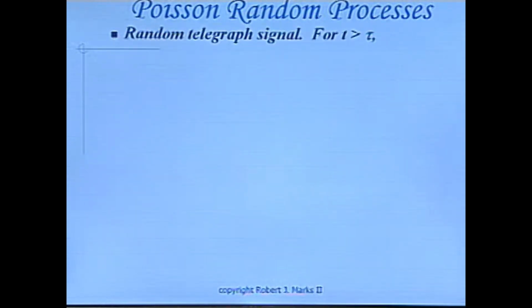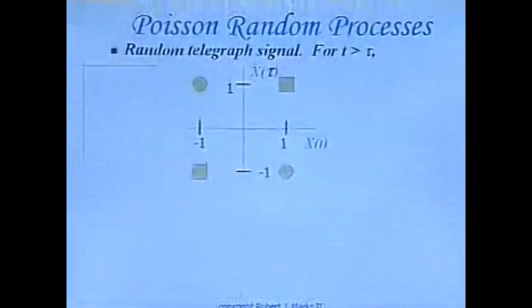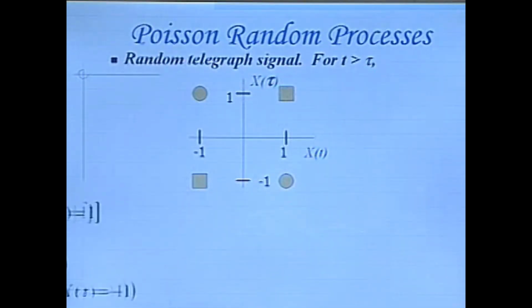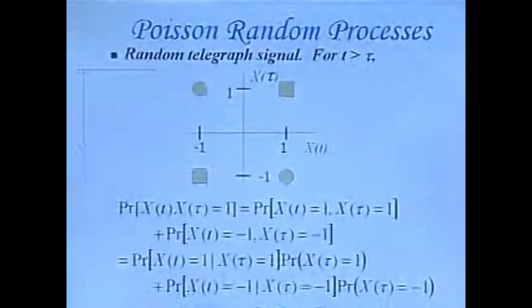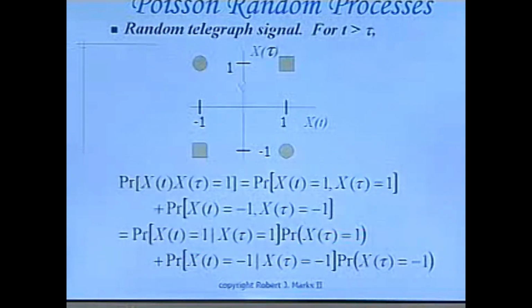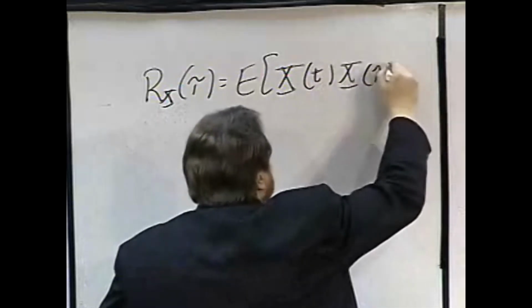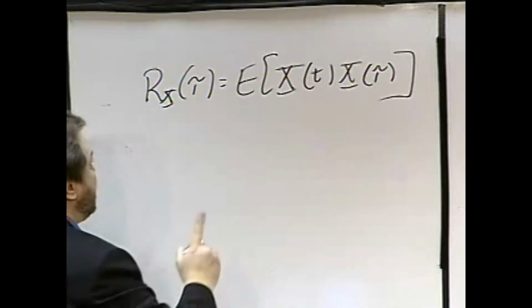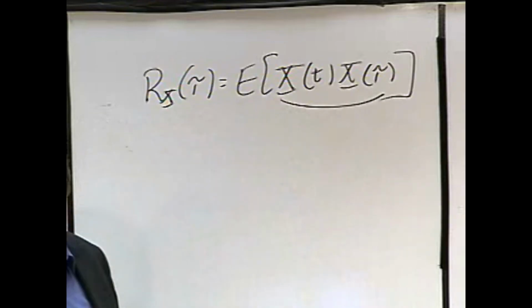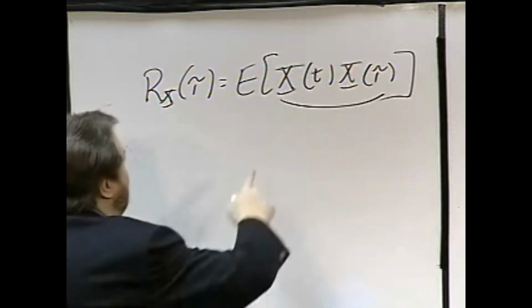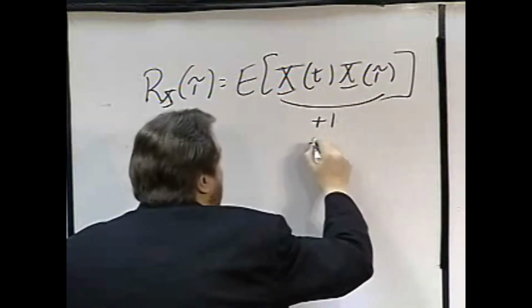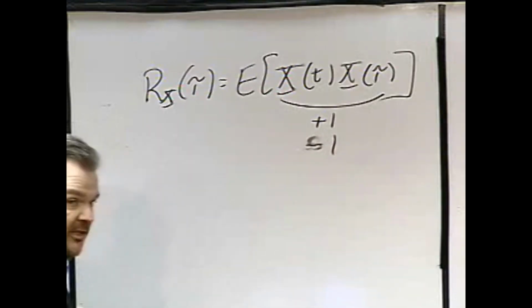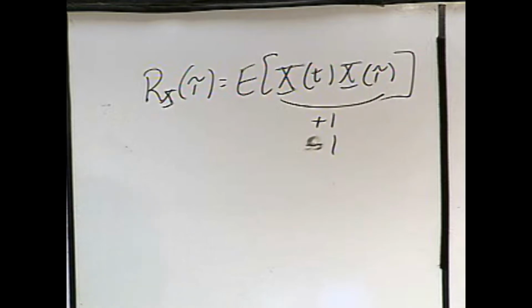We're going to assume as before t is greater than tau. If we look at x of t times x of tau, what is the autocorrelation? The autocorrelation is equal to the expected value of x of t times x of tau. That's the definition of the autocorrelation. For the telegraph signal, what can this be? Well, x of t can only take on two values, plus one and minus one. Therefore, the product x of t times x of tau can only be plus one or minus one. You agree with that? If we're just dealing with ones and minus ones, that's all we have.